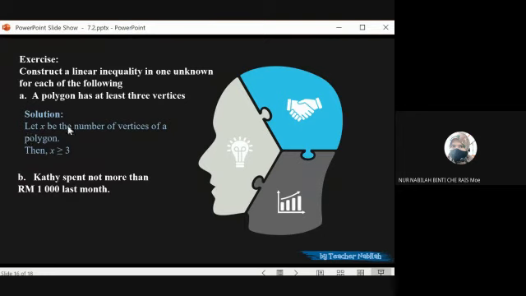Okay, solution. Let x, let's say I want to use x, let x be the number of vertices of a polygon. Okay, x is the number of vertices. So this one is at least. At least means that 3 and above. Okay, 3 and above at least. So that means we said that x is more than or equal to 3. Okay, x is more than or equal to 3.